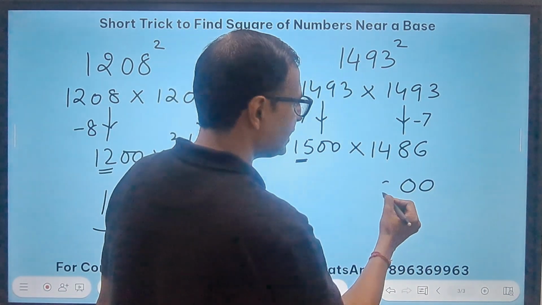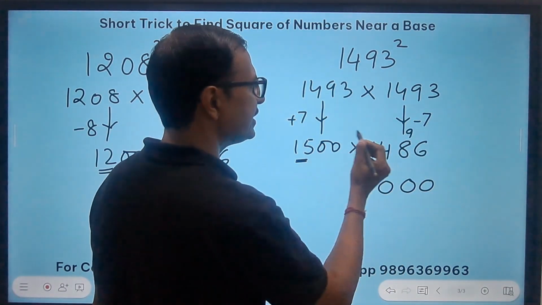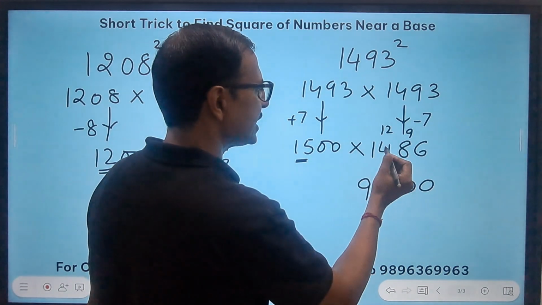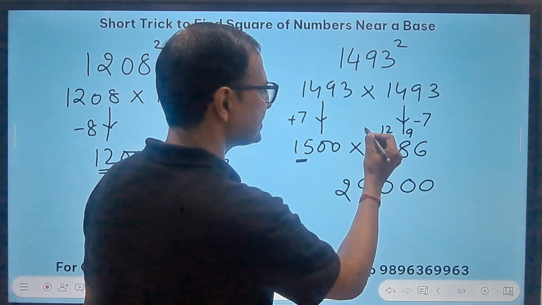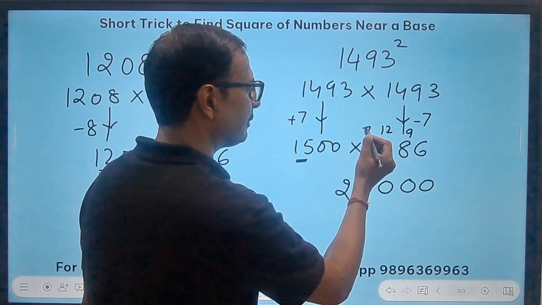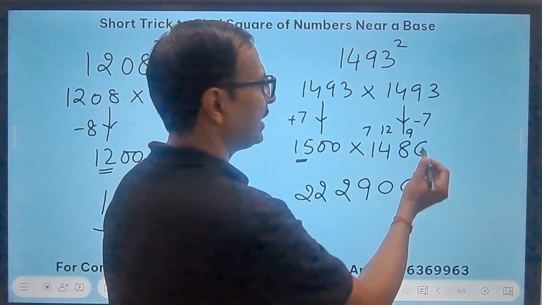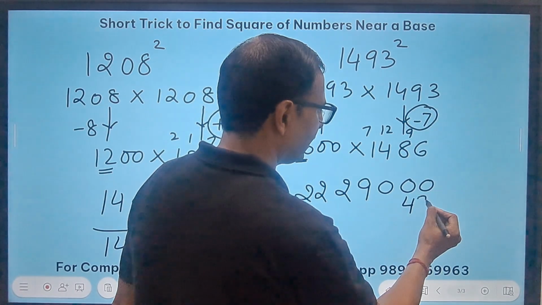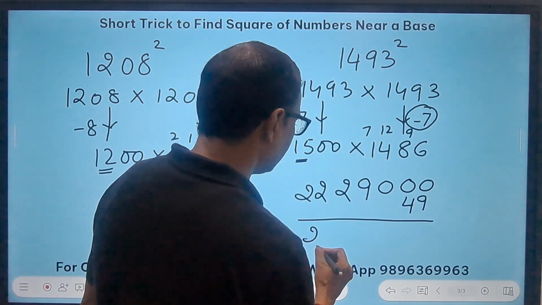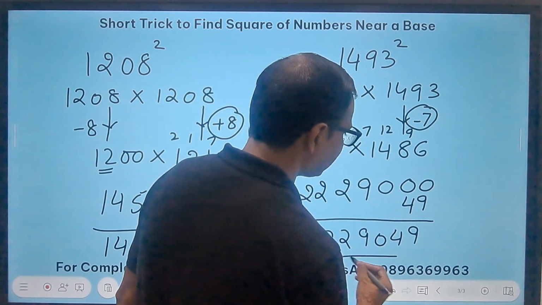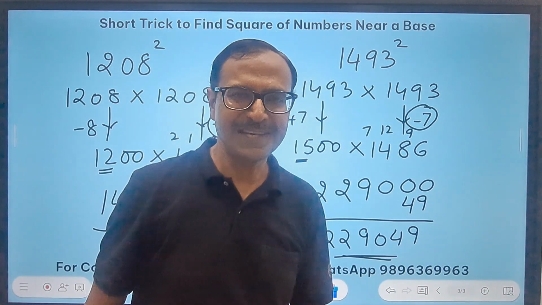15 sixes are 90, 0, 9. 15 eights are 120, 129 means 9 and a 12. 15 fours are 60, 72 means 2 and a 7. 15 ones are 15 plus 7, 22. So 2, 2, 2, 9, 000 and 7 square is 49. That will give me my final answer: 222949. That is the square of 1493.